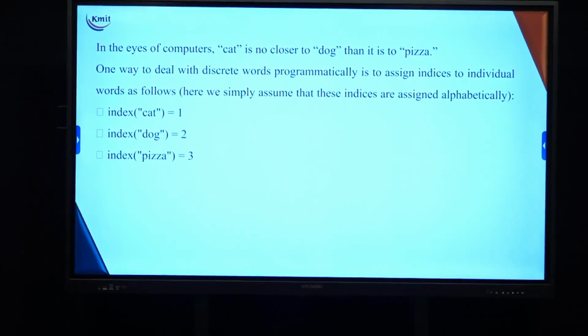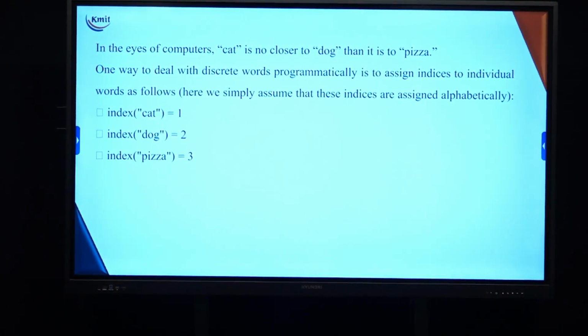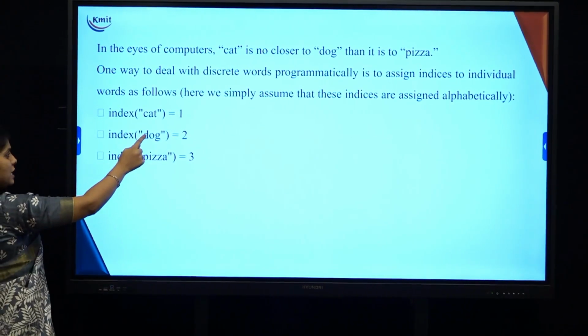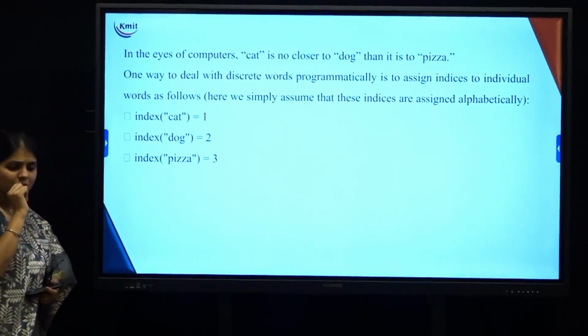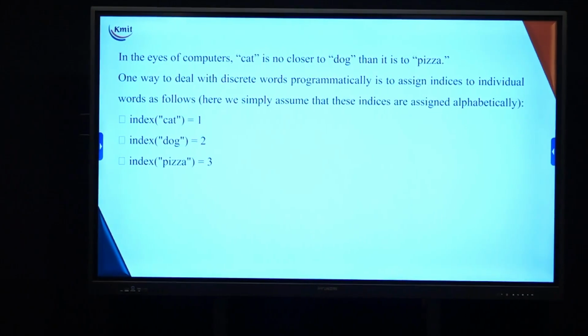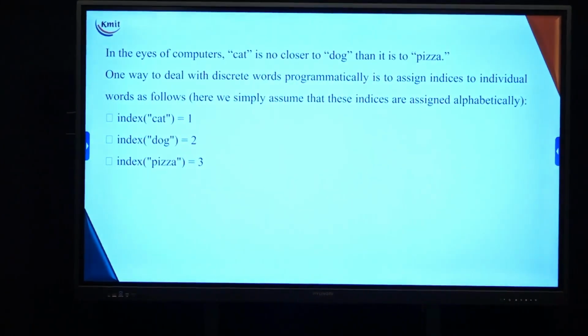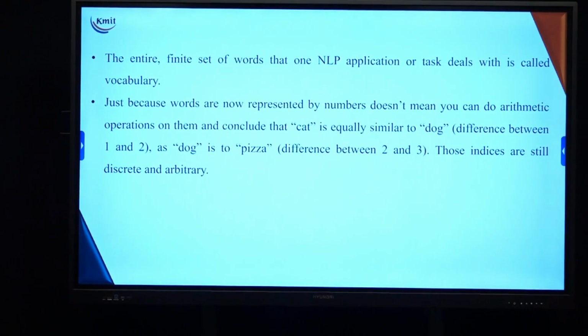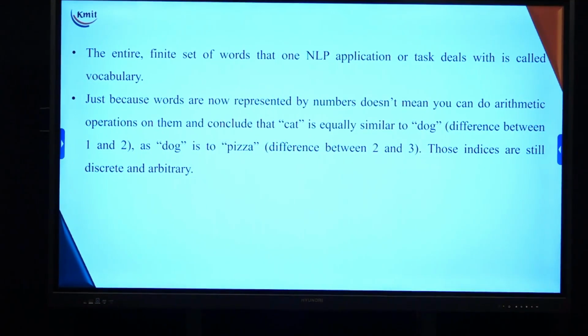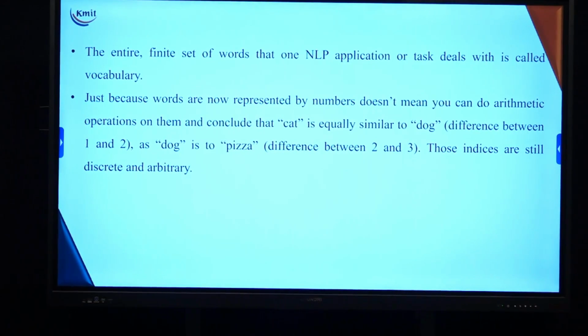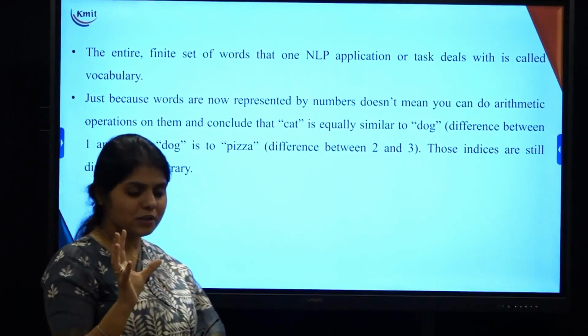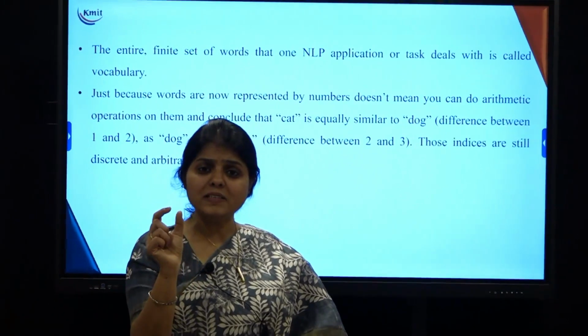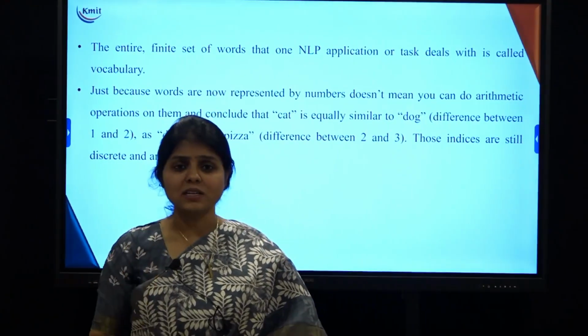Okay, so we assign individual values to each of these words. As you can see here, we have simply gone for alphabetical notation. First is cat, dog and then pizza. So we have given three index values: 1 for cat, 2 for dog and 3 for pizza. Now this entire finite set of words that an application or task deals with, and this assignment, is basically called a vocabulary. So vocabulary is all about assigning some indices to the words given in that particular sentence.